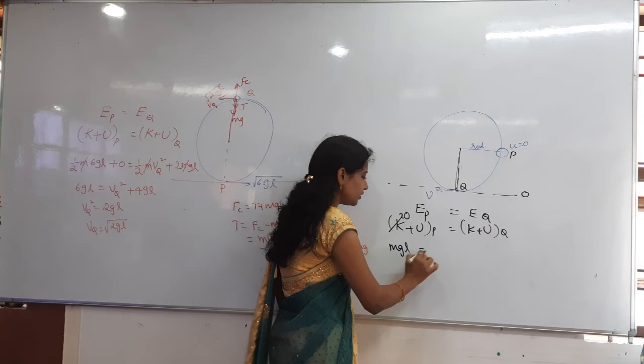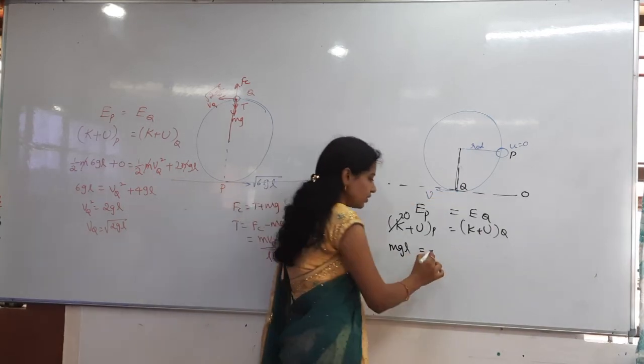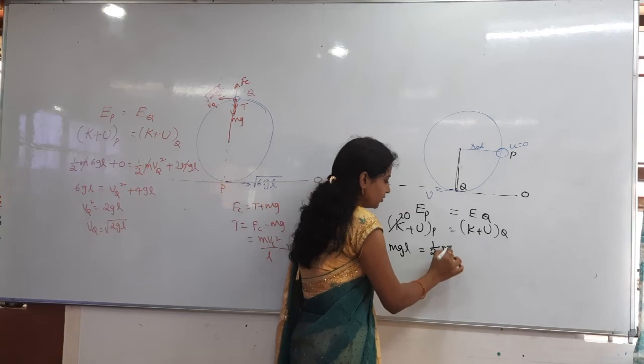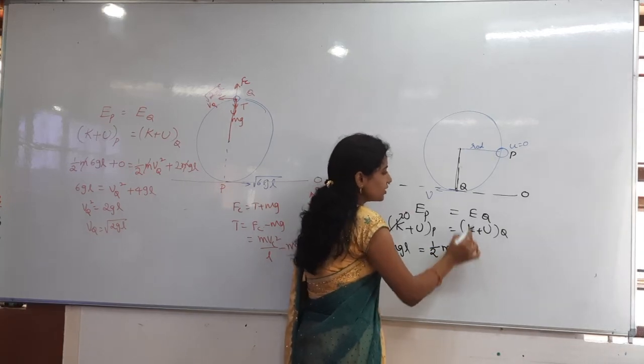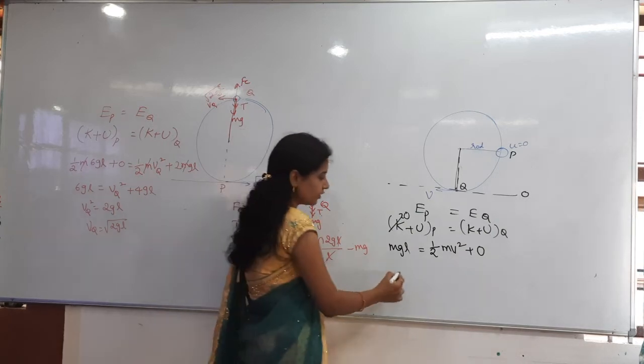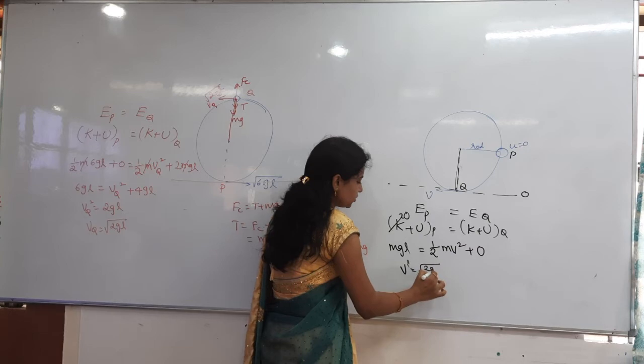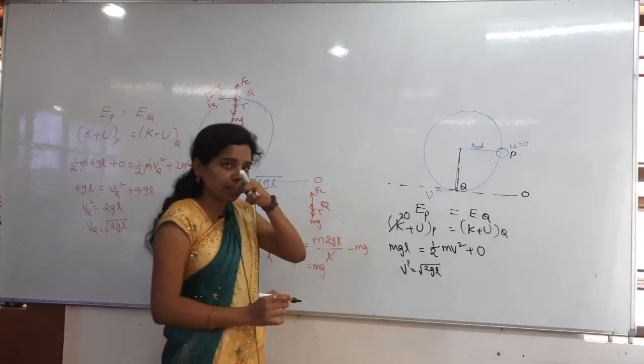Then after falling down, it arrives at point Q with some velocity. That velocity I have to find out, half m v square. What is the potential energy at this point? 0 is the potential energy. That's it, finished. Then v square equals what you will get here? v equals under root 2gL. That is the velocity I got.